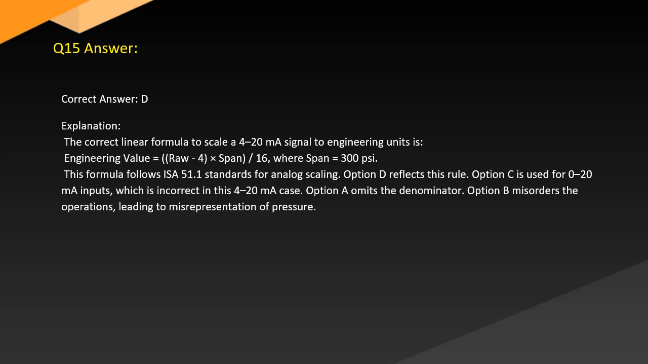Correct answer: D. Explanation: The correct linear formula to scale a 4-20 mA signal to engineering units is engineering value equals (raw minus 4) times span over 16, where span equals 300 psi. This formula follows ISA 51.1 standards for analog scaling. Option D reflects this rule. Option C is used for 0-20 mA inputs, which is incorrect in this 4-20 mA case. Option A omits the denominator. Option B misorders the operations, leading to misrepresentation of pressure.